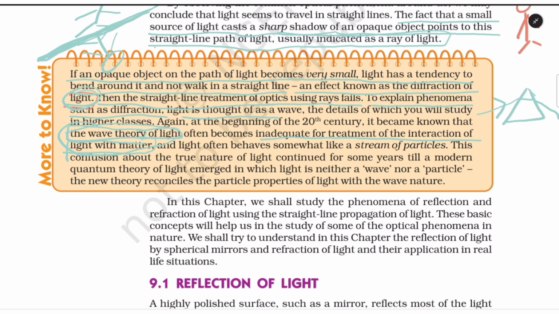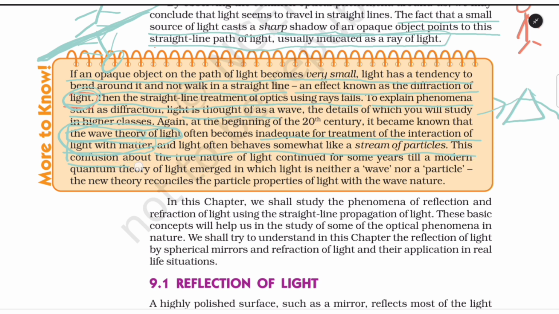And light often behaves somewhat like a stream of particles. Sometimes when you suddenly observe light anywhere directed to the ground, any dust particles moving will show the ray of light, and light often behaves somewhat like a stream of particles. Stream of particles means you will see the blurriness in the light.